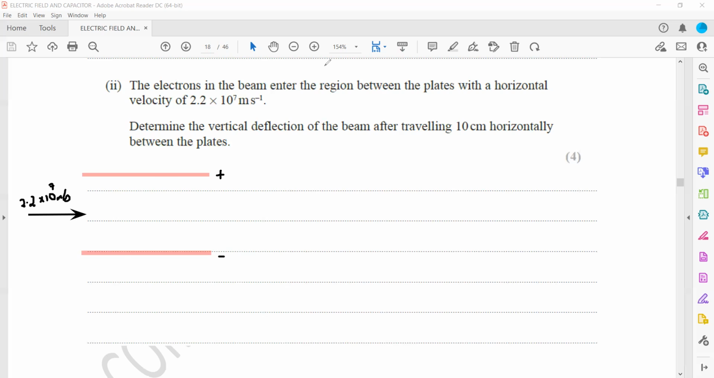It will start to deviate, so it has two components. The horizontal component of the velocity does not change; at all points it remains 2.2 × 10^7. But the vertical component will change. Initially the vertical component was 0, since when it entered the field there was no vertical component. But because there is a force, and the direction of the force on a negative charge is opposite to the direction of the electric field, there's a force upward that causes a vertical acceleration, a vertical change in the speed.